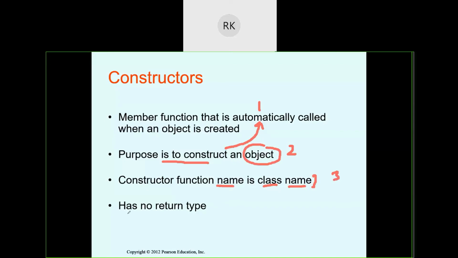Fourth property, that mostly functions have a return type, but this will be such a member function which will not have any return type. This is the fourth property of a constructor. So a member function which is called automatically when the object is created, and which has the same name as that of a class and no return type, is called a constructor.